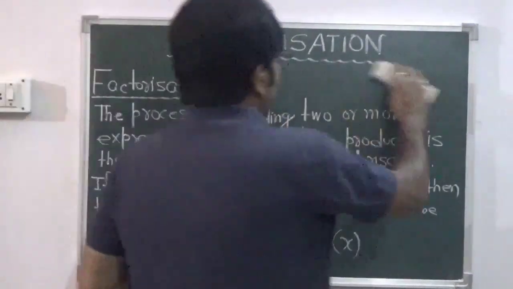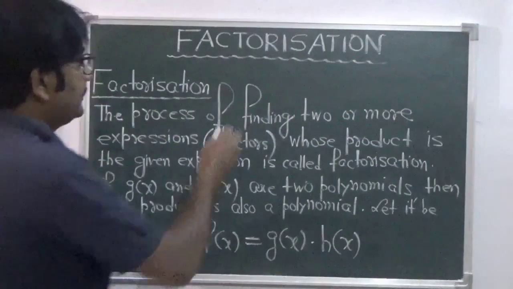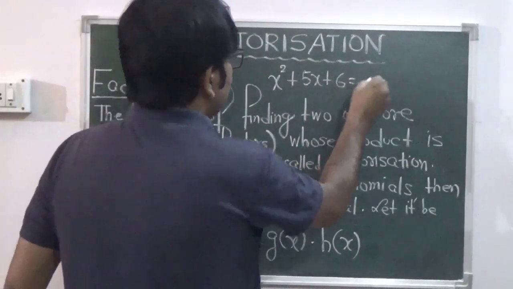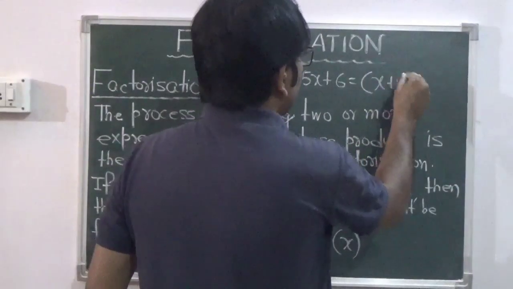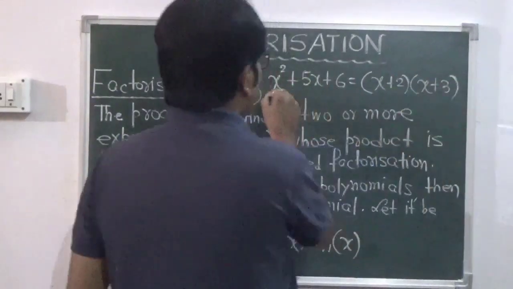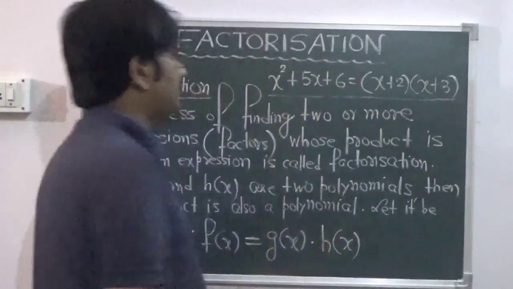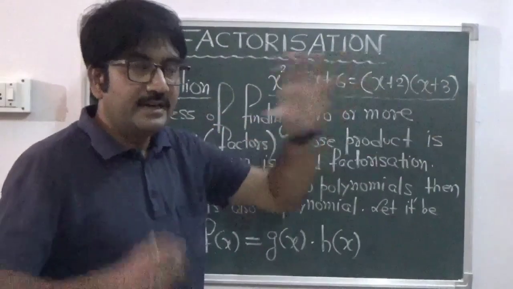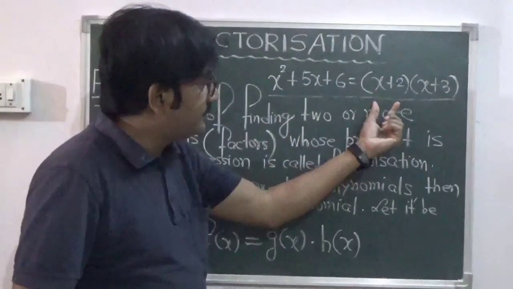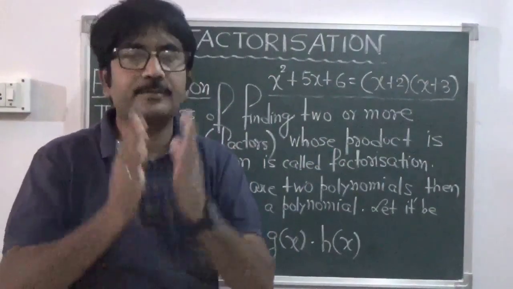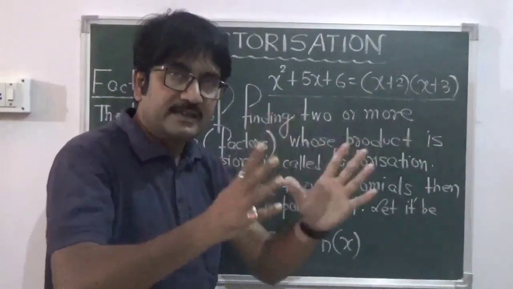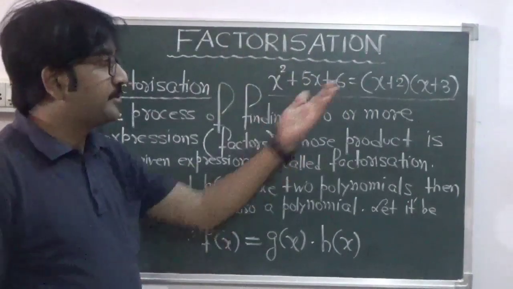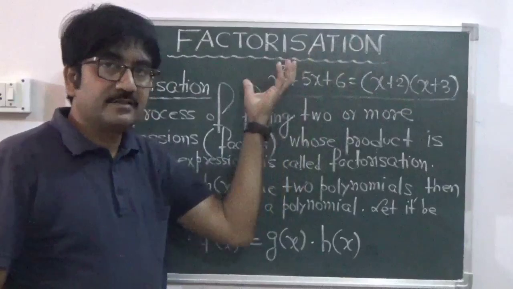Now let us take another example. Let us write this x square plus 5x plus 6. This can be written as x plus 2 into x plus 3. Just have a look at this expression, x square plus 5x plus 6, and that can be written as x plus 2 into x plus 3. Here you just see that x plus 2 and x plus 3 are two different polynomial expressions, and the product of these two gives us the result x square plus 5x plus 6, which is itself a polynomial. That means if you multiply two different polynomials, the result is also a polynomial.